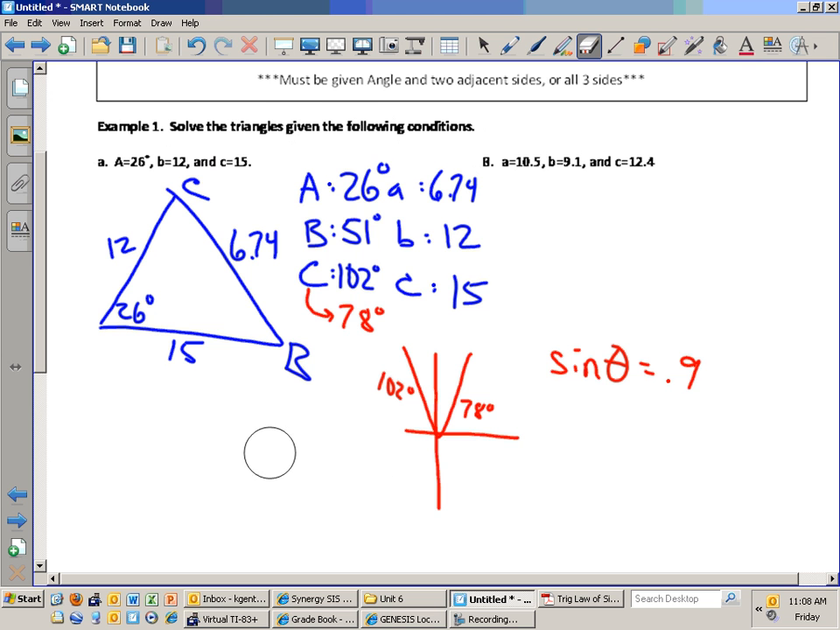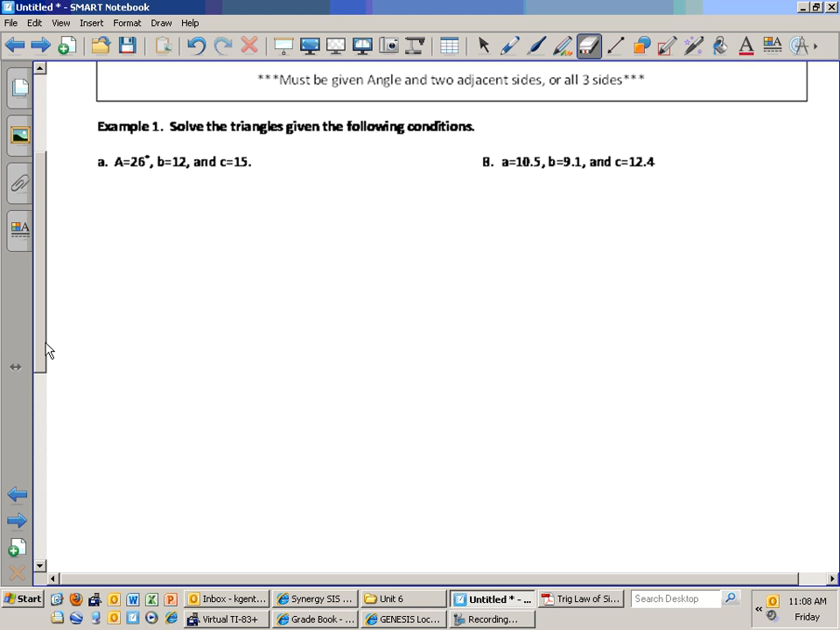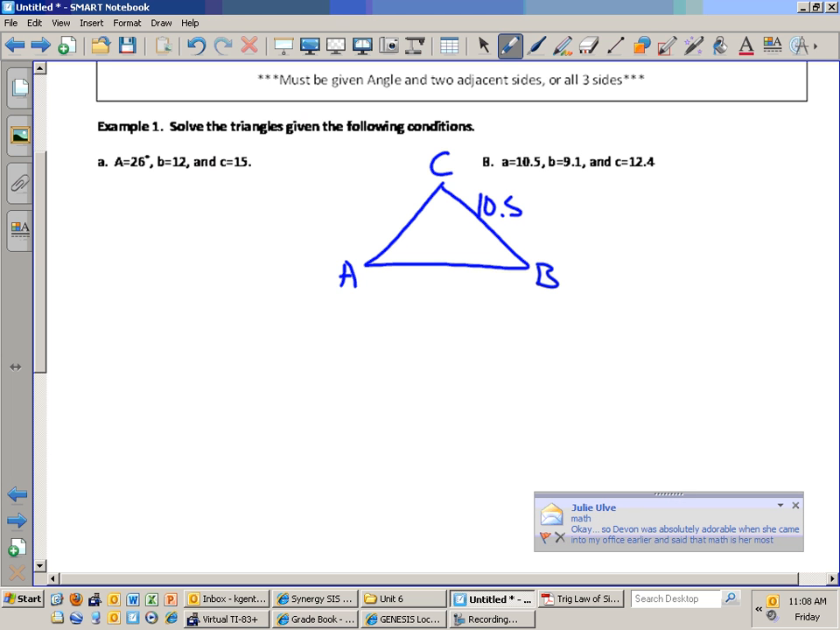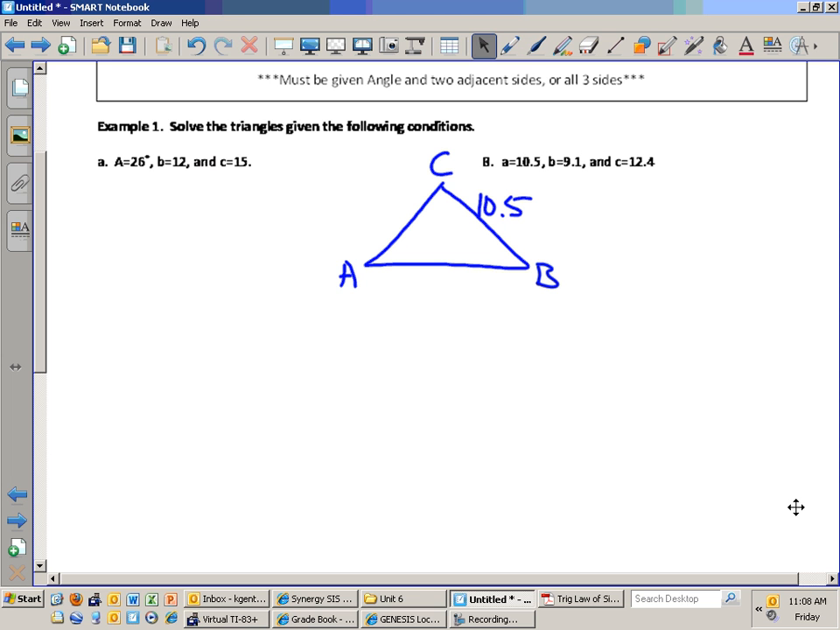Let's do example B. How is this one different than the previous problem? You have no angles. So I've got 9.1, 12.4, 10.5. So I have absolutely no angles. So this is a side, side, side problem.